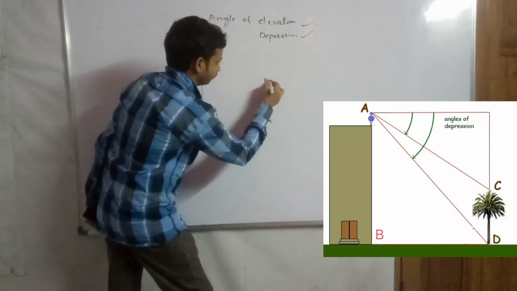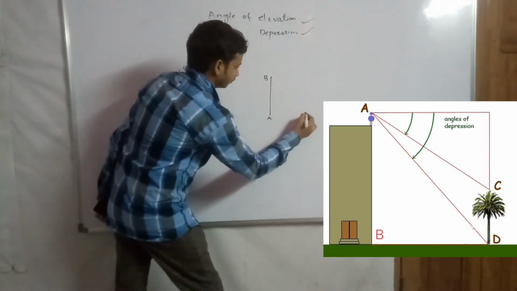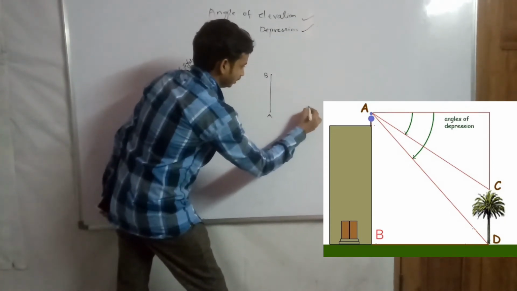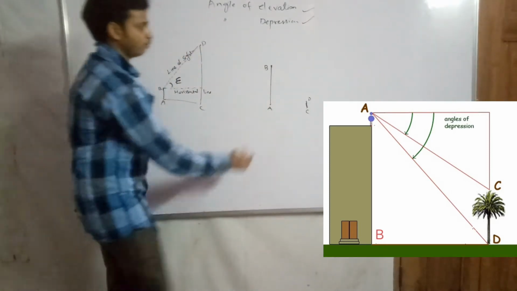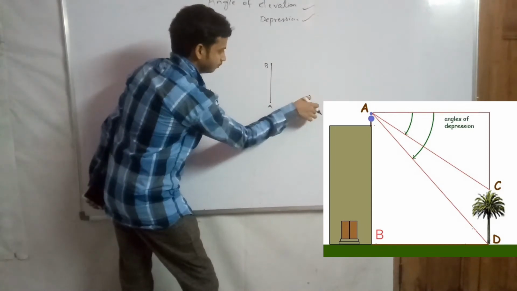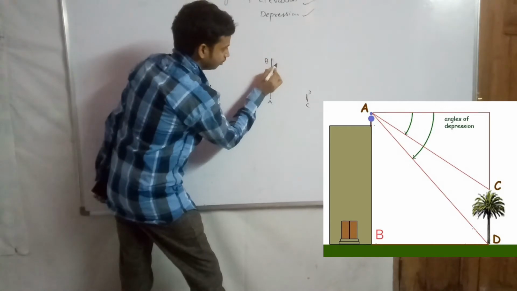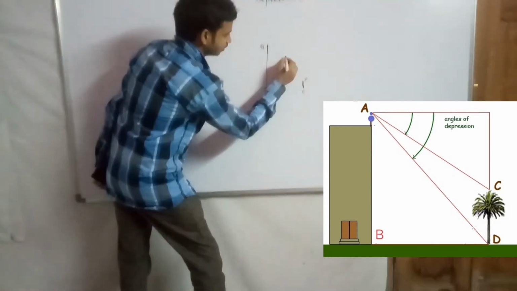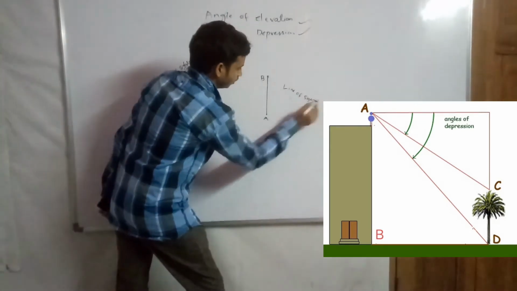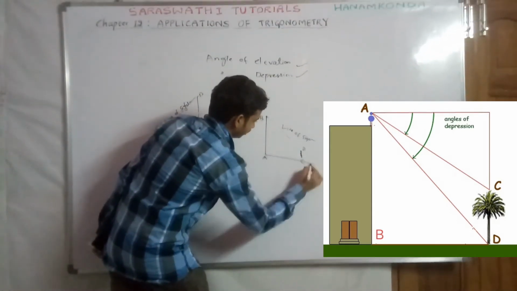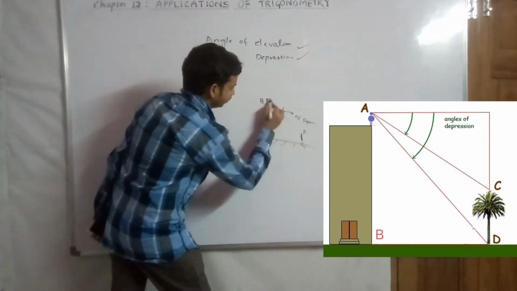let AB be the building and CD be a tree. Let a person standing on the top of a building watch the tree which is on the ground. The line drawn from the eye of the observer to the point viewed is known as line of sight. This is the ground. Next, the line drawn parallel to the ground is known as horizontal.